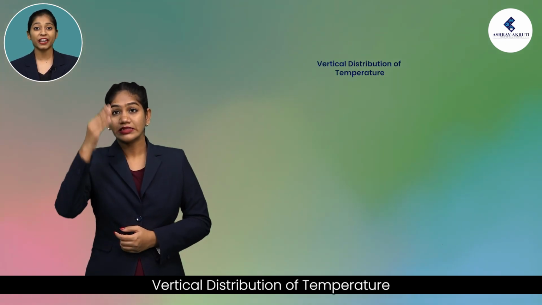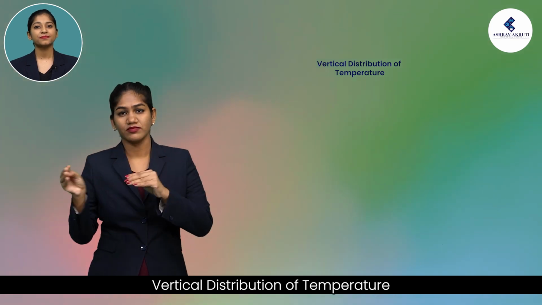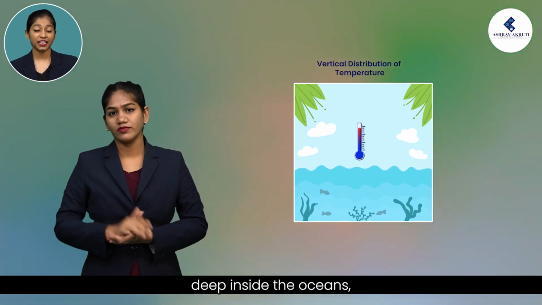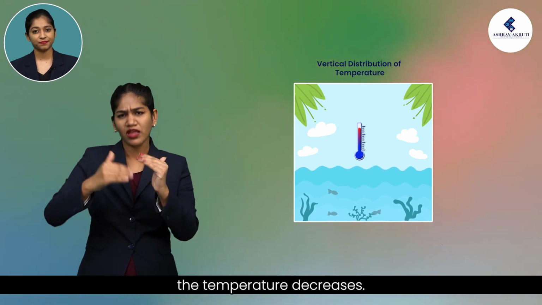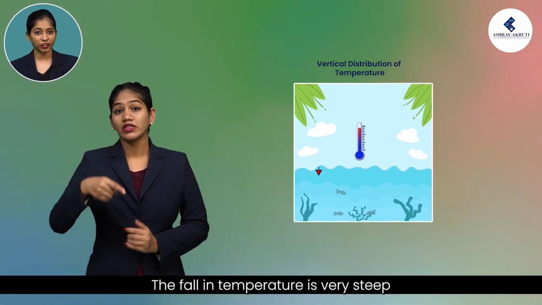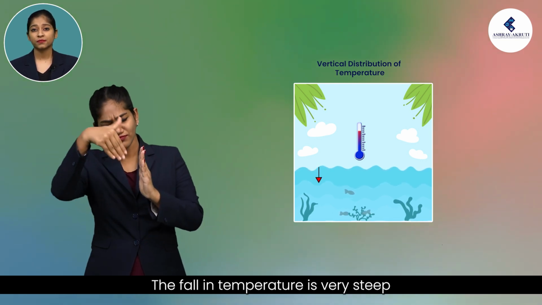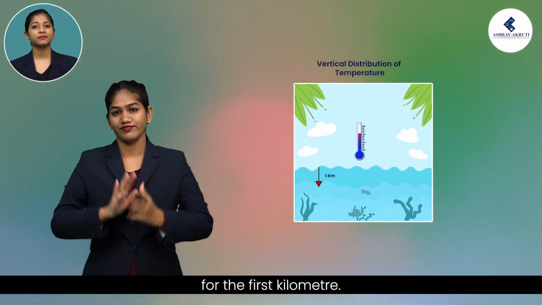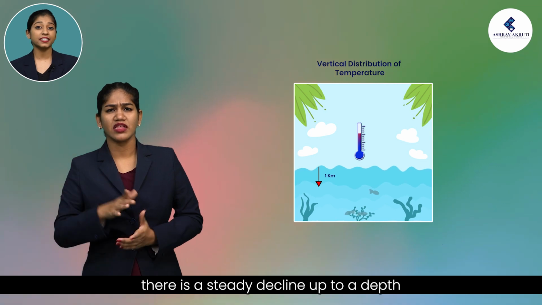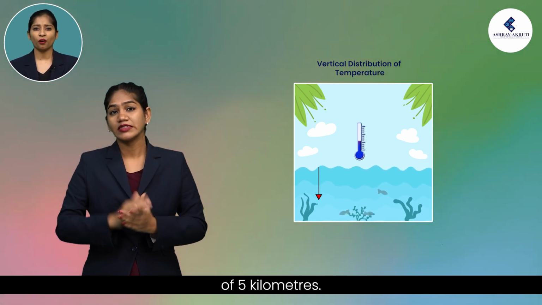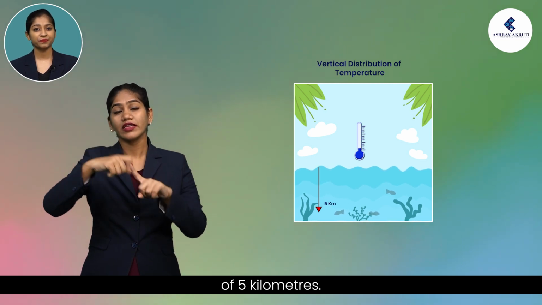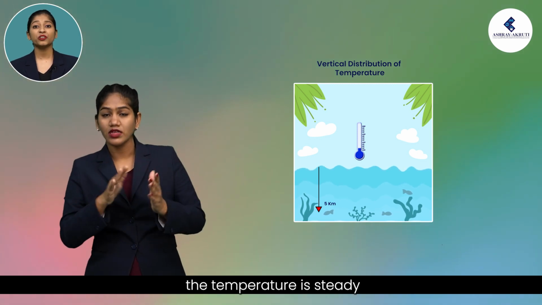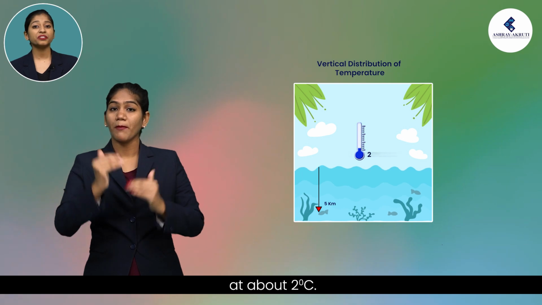Vertical distribution of temperature. As one goes deep inside the oceans, the temperature decreases. The fall in temperature is very steep for the first kilometer. After that, there is a steady decline up to a depth of 5 kilometers. Below that, the temperature is steady at about 2 degrees Celsius.